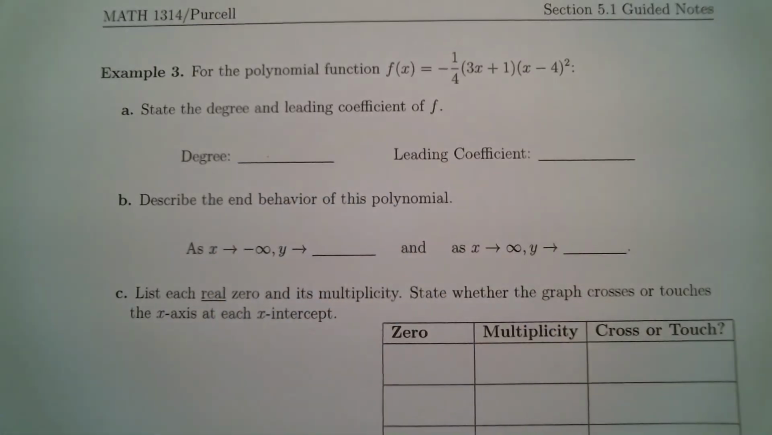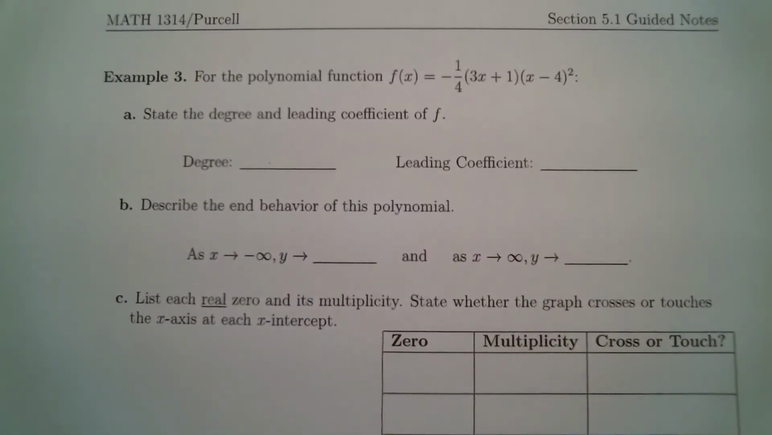Both of these parts involve finding the end behavior of this polynomial. So remember, end behavior is basically what happens at the endpoints. And to determine the end behavior, you need to know the degree and the leading coefficient of the function. Again, whether the degree is even or odd, and whether the leading coefficient is positive or negative.